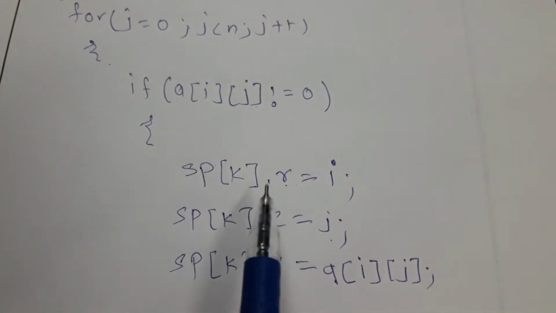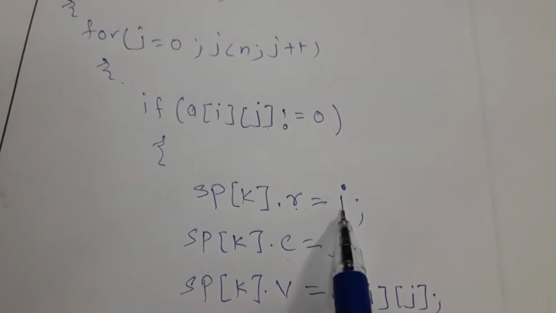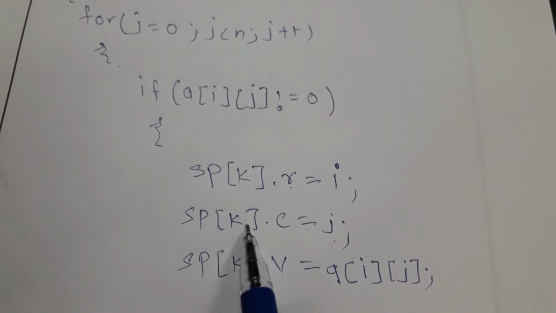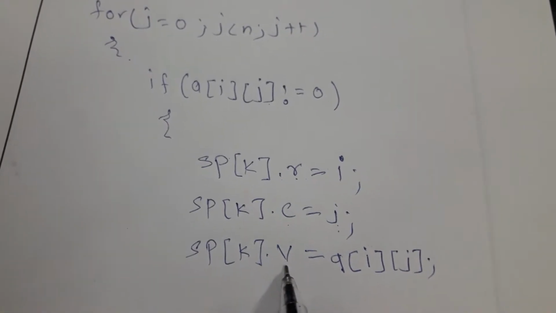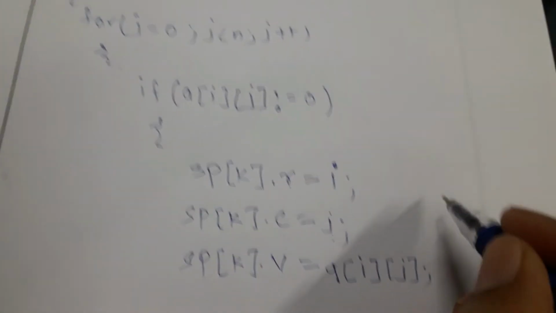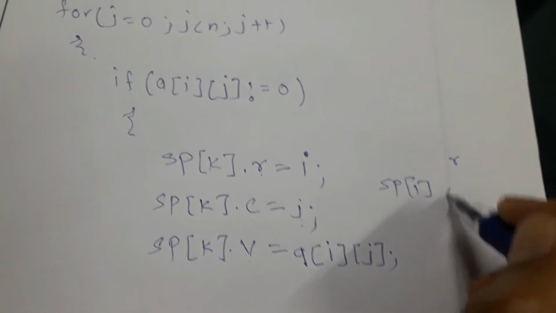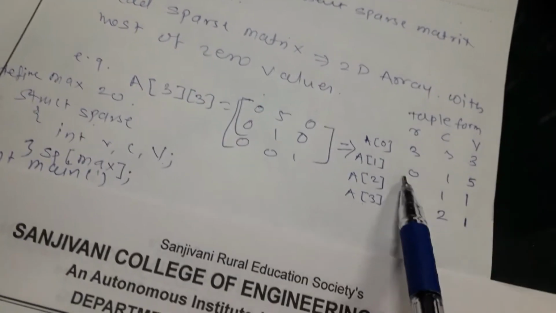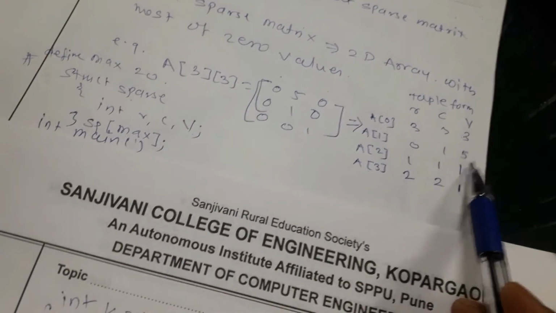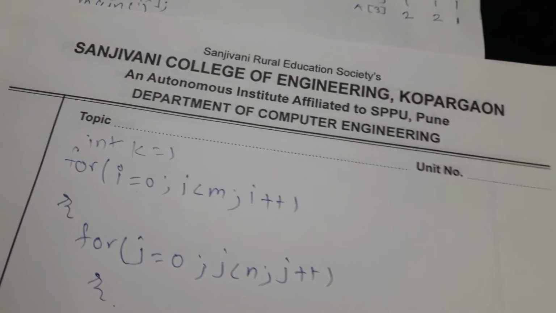So the k value initially is 1. So SP of 1 row will contain i, that is 0. Then SP of 1 column will contain value 1, and SP of 1 value will contain 5. So it will be represented as SP of 1 row is equal to 0, column is equal to 1 and value is equal to 5. This is the 0, 1 and 5. Likewise, we are checking all the elements, and every time you have to increment the k value.